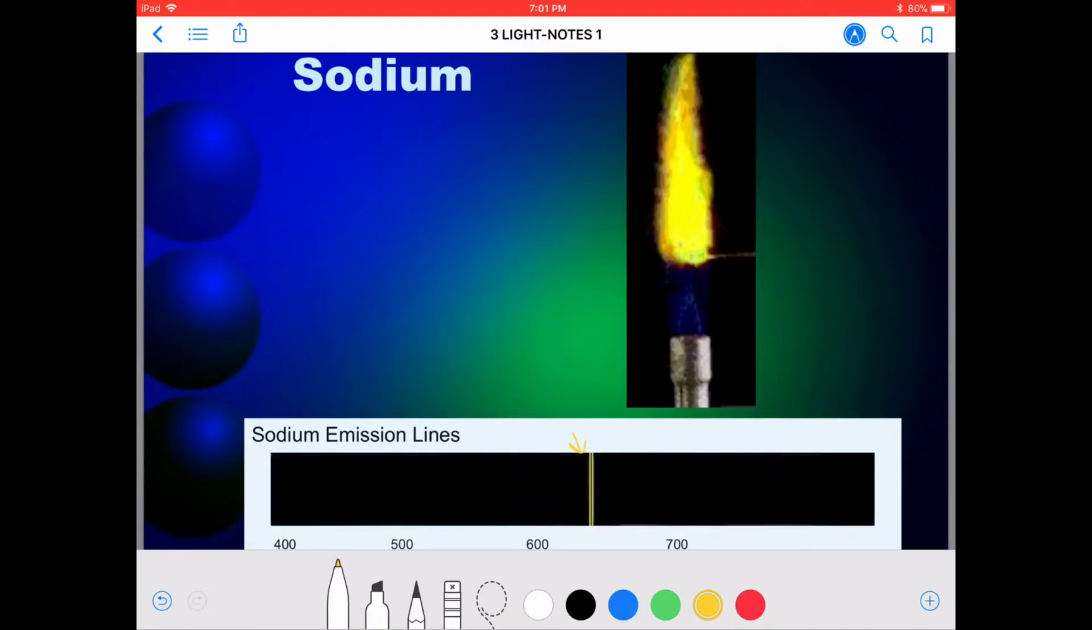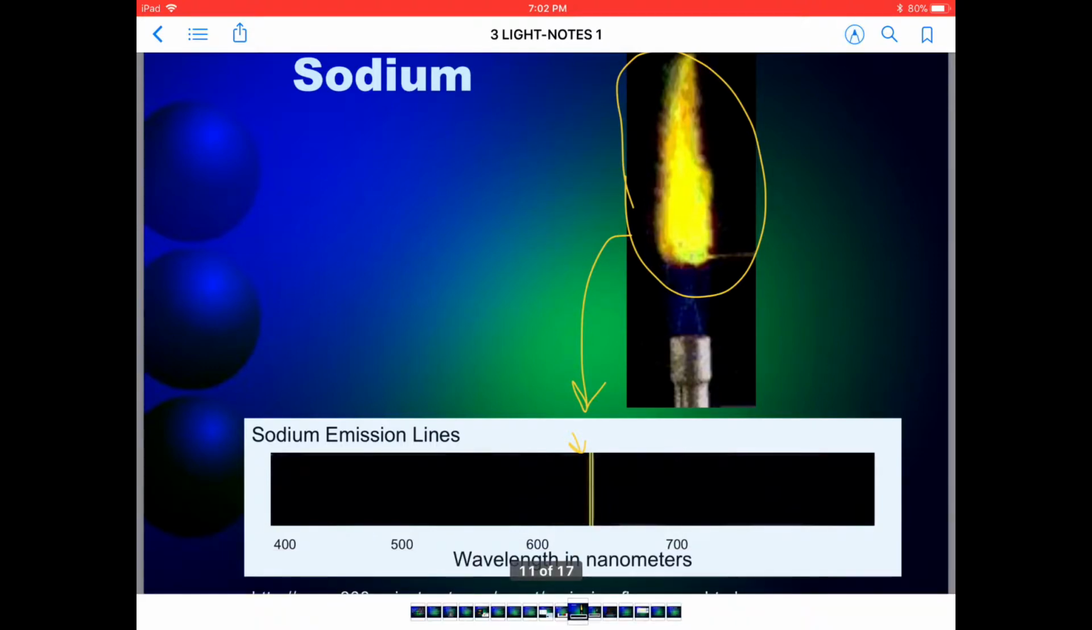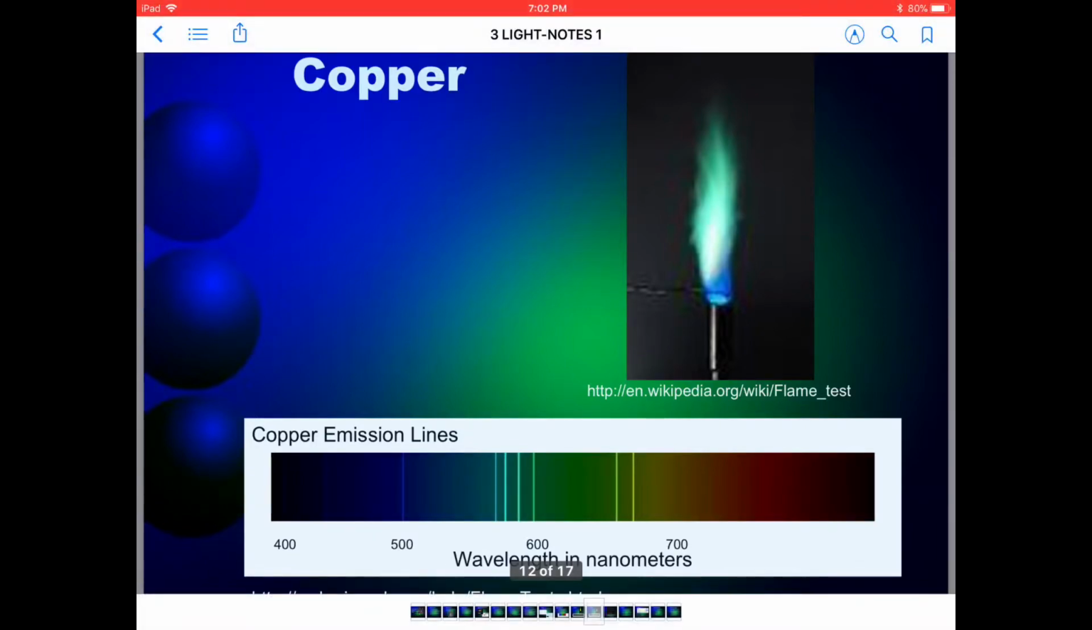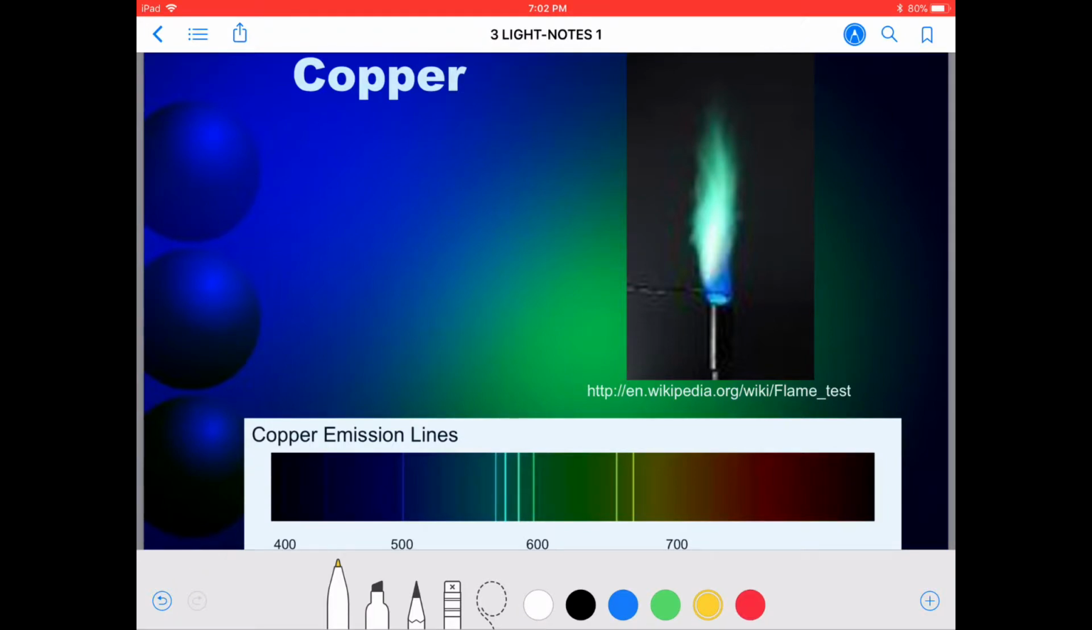The reason that when you burn sodium, it burns yellow is because of this. The electrons are being excited, and when they get excited, then they go back down to their original states, or original energy levels, and when that happens, they give off enough energy to be in the yellow section of the emission spectra.